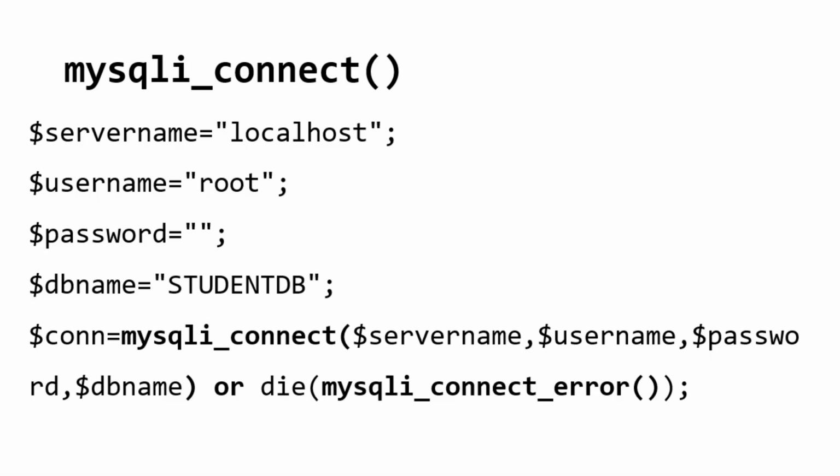So how to do it? You can see here the mysqli_connect function. It takes four parameters. One is the server name where your database is stored, then the username and password of the MySQL engine, and which database you want to access. I have written everything in a string.